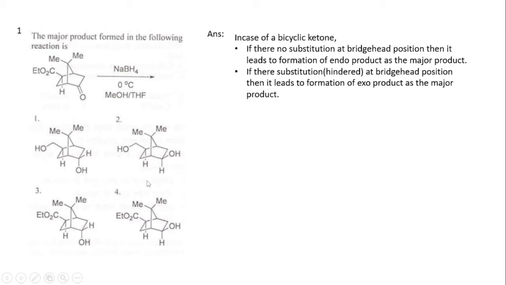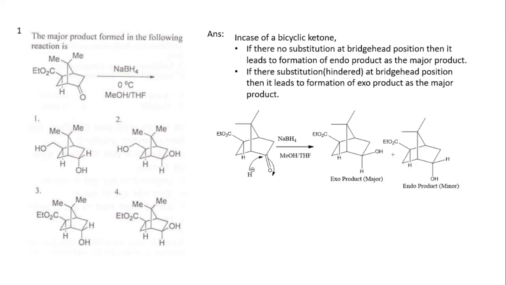Okay, so in this example, see, this bridgehead position is sterically hindered by these two methyl groups. So the exo product will be formed as the major product. Here the hydride is attacked from this way, so it will form this hydroxyl group at the equatorial position, which is the exo product as the major product.